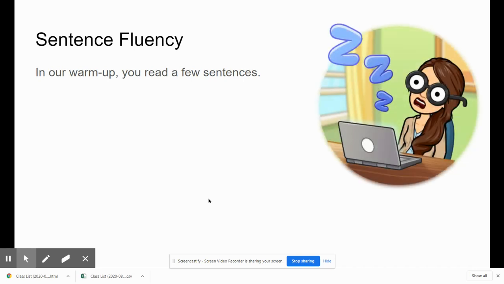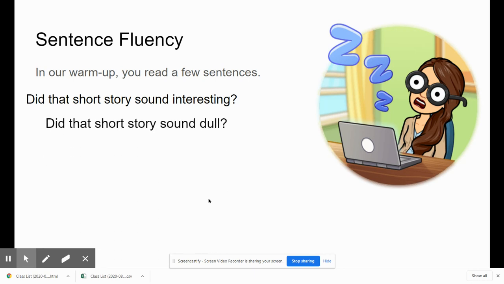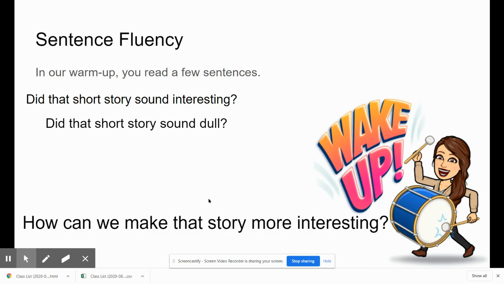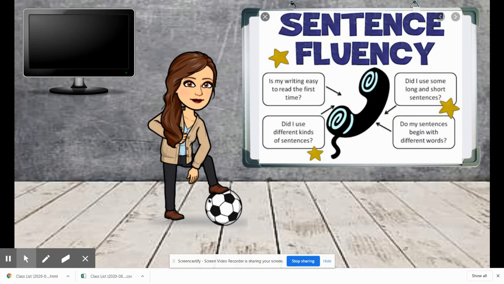Did you fall asleep when I was reading that? Was that short story interesting, or did it sound dull? We need to wake that story up. How can we wake it up? How can we make that story more interesting for the reader?